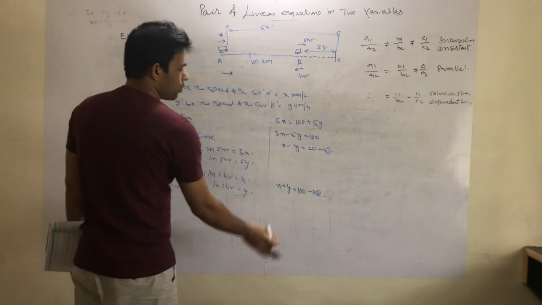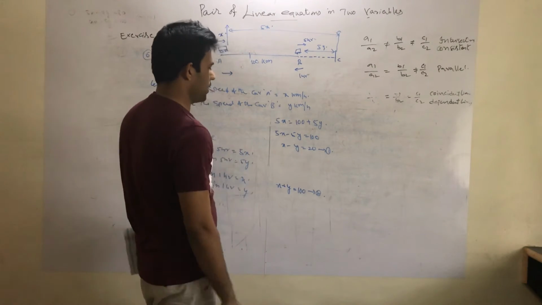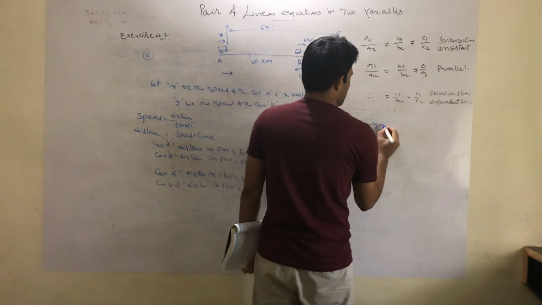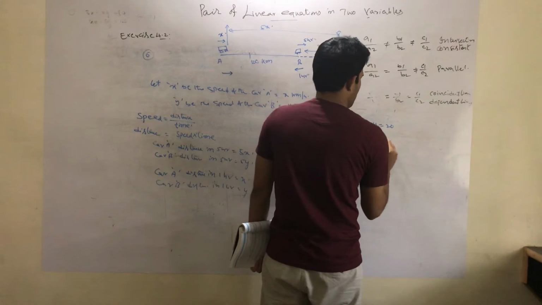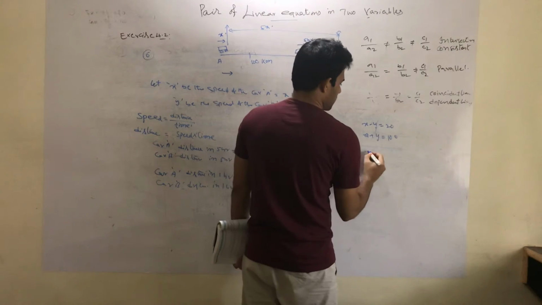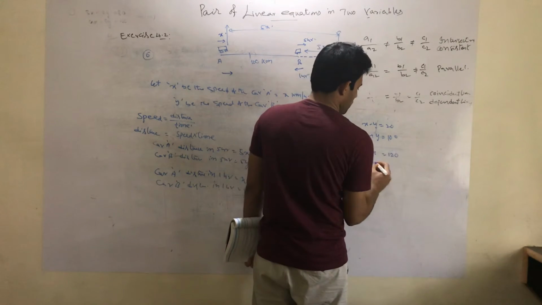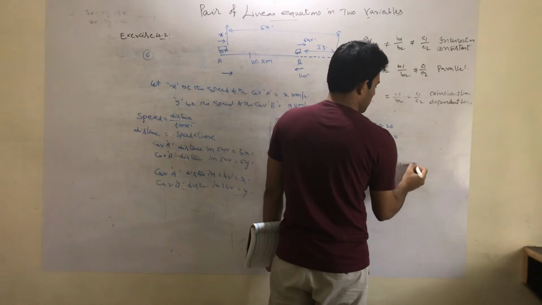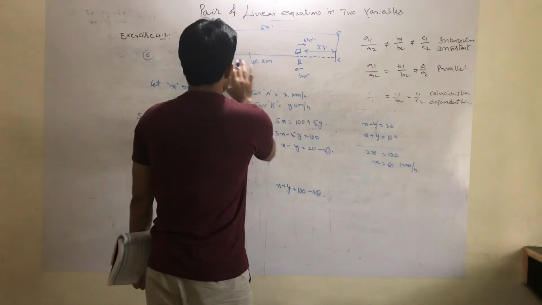So x minus y equal to 20 and x plus y equal to 100. If you solve these two equations, just sum them. Okay, so y gets cancelled. This is 2x becomes 120 and x becomes 60. So what is x? Kilometers per hour. So x is the speed of car A.